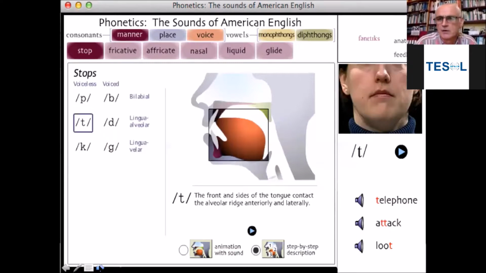There's also a video which accompanies it, with the woman on the right, her face, you can see her making the words telephone, attack, and loot. And you think, wow, video, fantastic, we'll see it all. But actually, of course you don't, because what matters with a sound like T is happening inside your mouth, and her lips barely give any evidence whatsoever. So it's a nice addition, but sometimes, as with quite a lot of new technology, it doesn't really add anything to what we already had. The animated GIF, however, I find very useful, and my students have all said that they really like it.